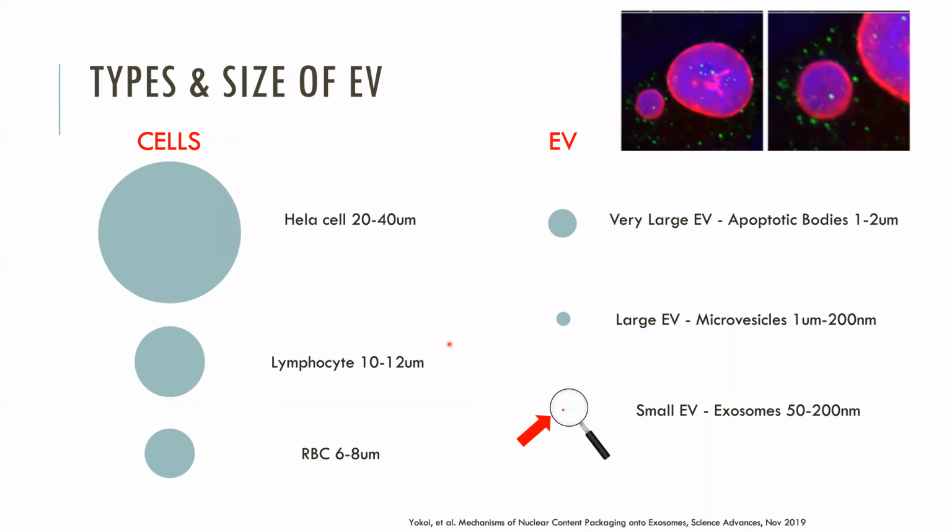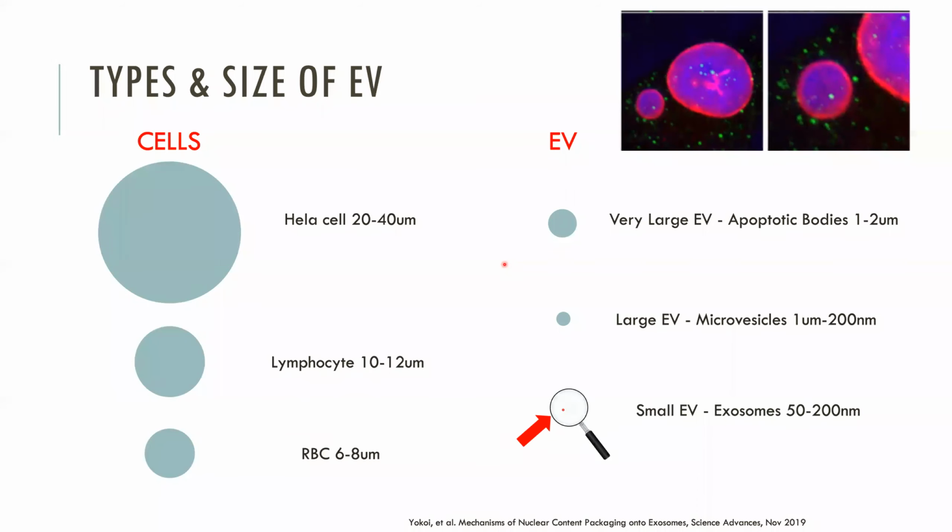This slide is just showing you a schematic essentially to scale, where a HeLa cell would be about 20 to 40 microns in diameter, a lymphocyte much smaller at about 10 to 12, an RBC somewhere around 6 microns, and then EVs are classified into 3 different groups.